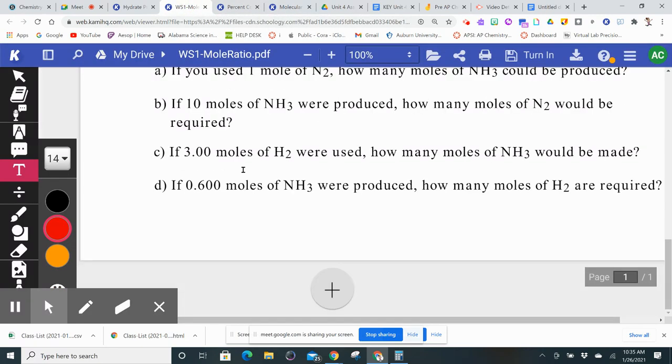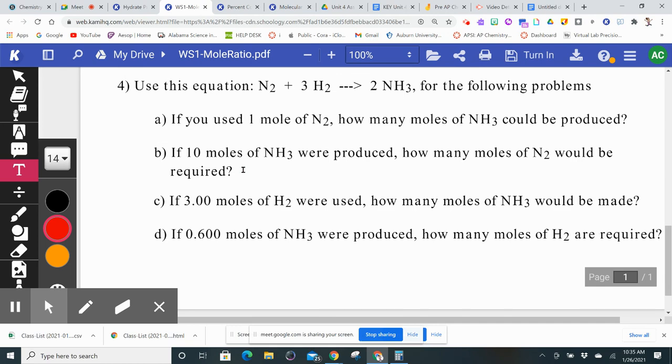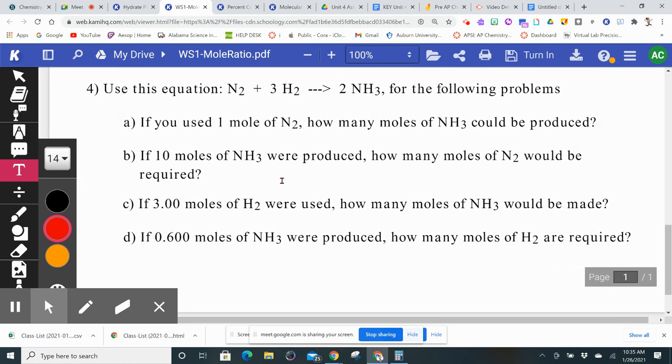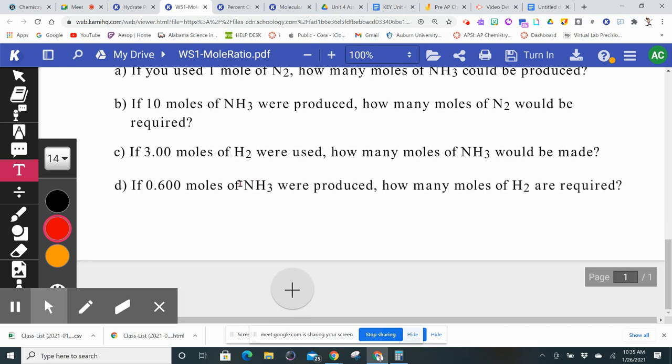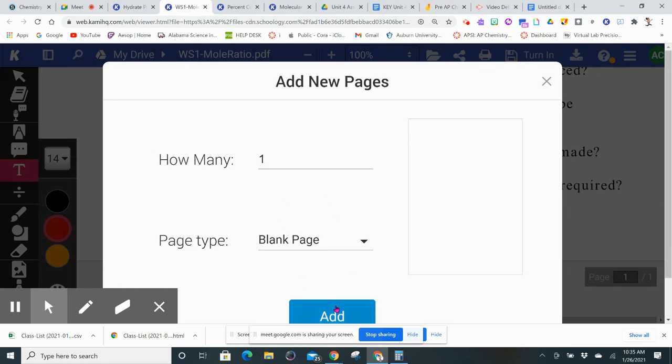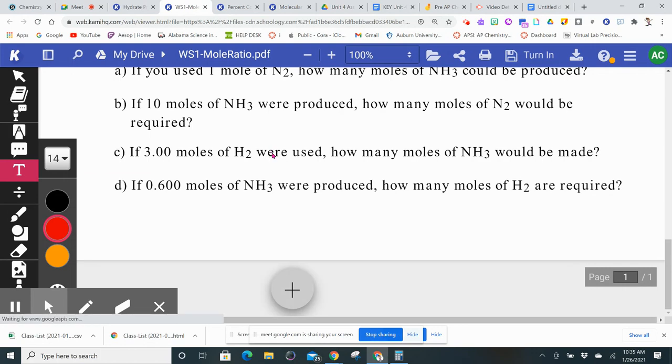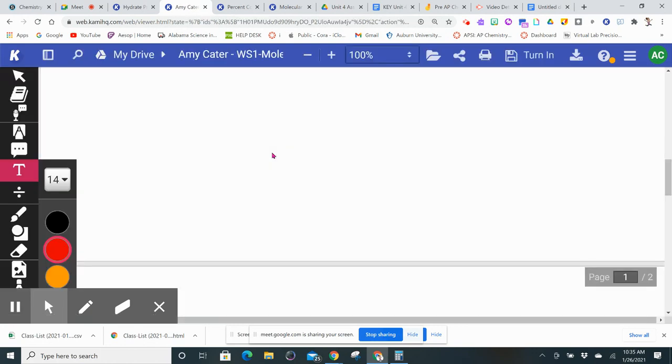All right, so this mole ratio thing, I'm going to go over this really, really quick. None of these actual questions will be on the test, but there will be one similar to it. So I think I'm gonna add a page right here. And I'm gonna add this question or a couple of questions.